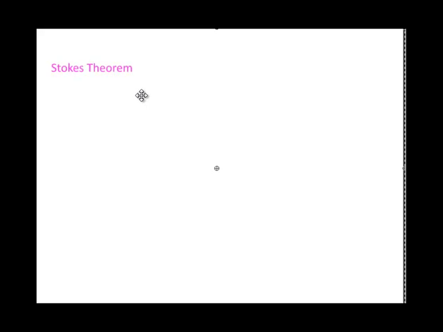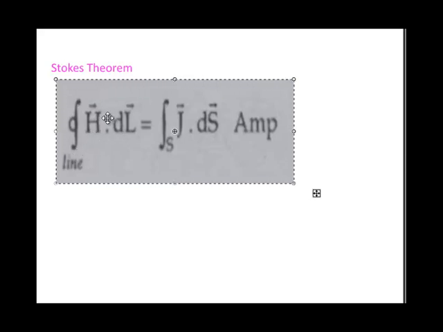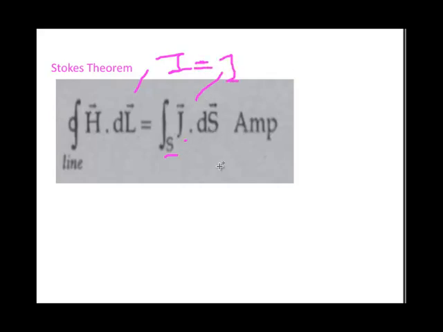In this formula, the left hand side is Ampere's circuital law, which states that the integration of H dot dl over a closed line gives you the value of current. And on the right hand side, if you integrate the current density over a complete surface, it also gives you the value of current. So the left hand side and right hand side both give us the value of current. So this equation is called Stokes theorem.